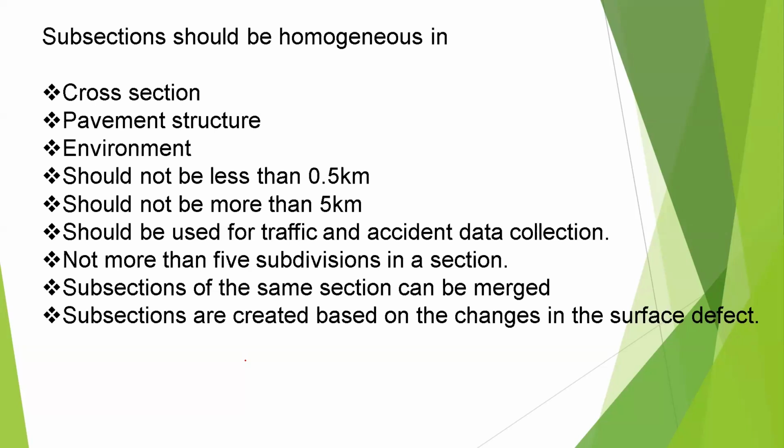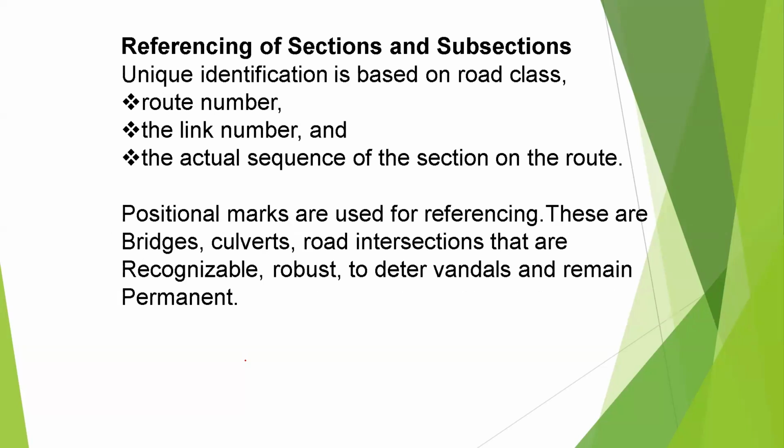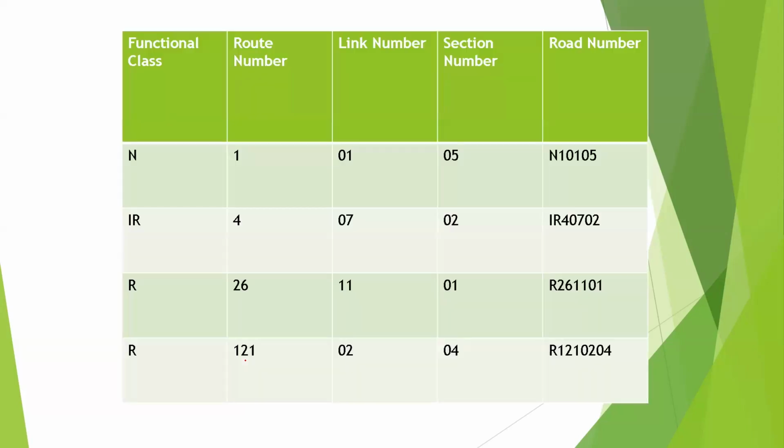Sections can be merged when they have been worked on or we have applied intervention and they are now uniform. You can now merge them. The system allows you to do that. So the referencing sections give you what we call the route number, the link number, and the actual sequence of the chainage that occurs. So this is what we have.